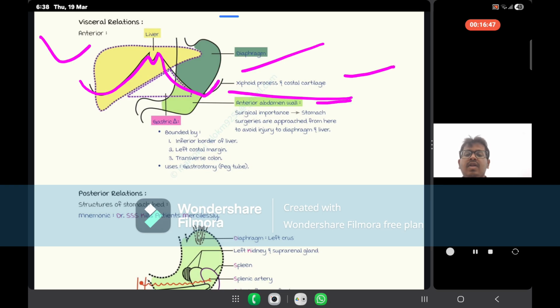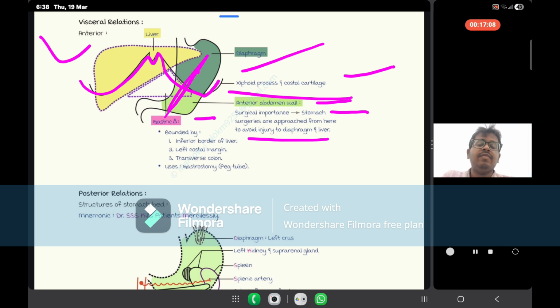This is the anterior abdominal wall. What is the importance of the anterior abdomen? It is surgically important. Stomach surgery is approached from here to avoid injury to the diaphragm. If you want to do surgery, where in the stomach will you do it? You will obviously find a place where there is no problem to the diaphragm.